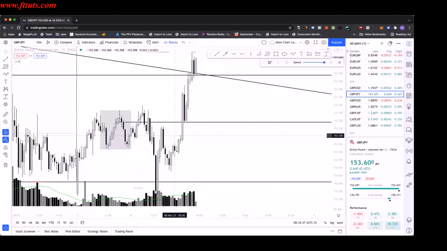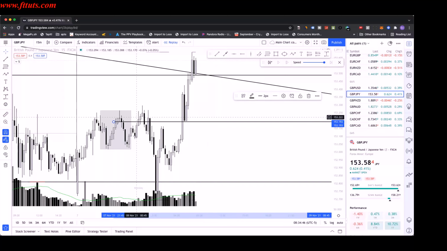Yeah, so this is that same type of setup. We had our move up, drop, base, drop, and then price came back up, and here's that base with our resistance here. So it's just that continuation too. Price drops into it, taps it, and then runs.